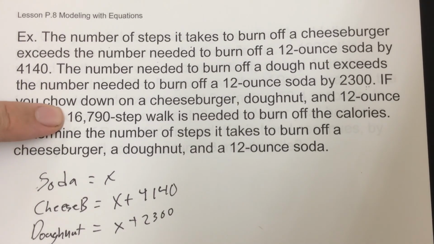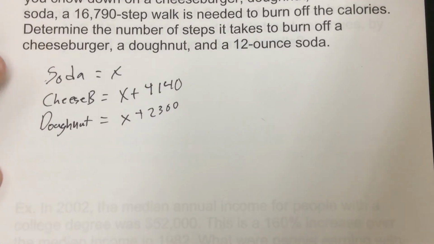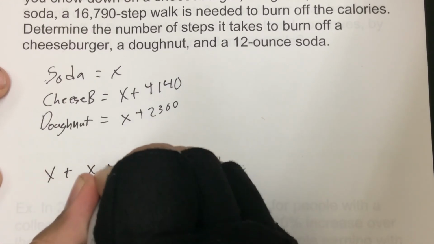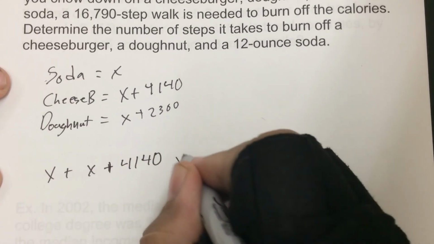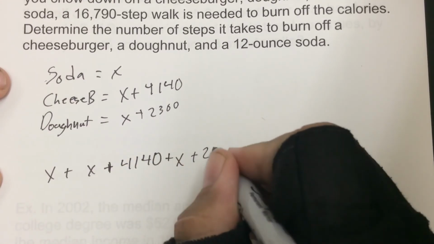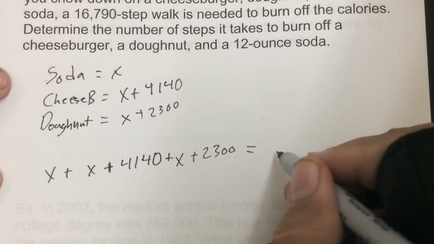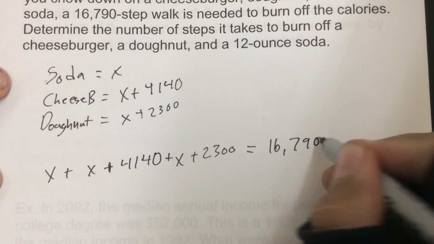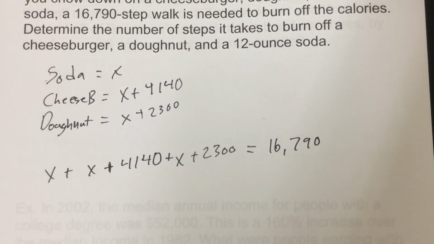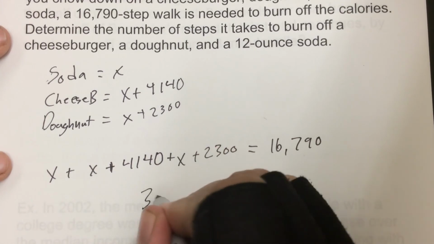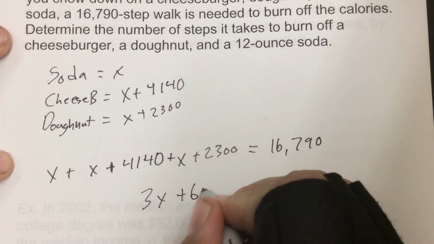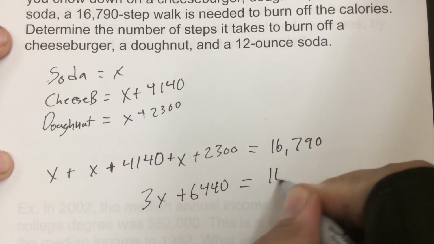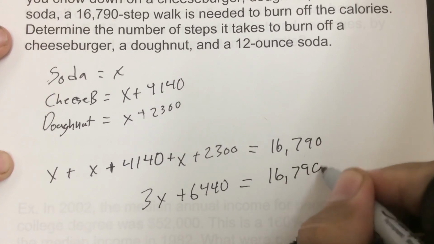Well, we know our total is 16,790, so we're going to add them all together, set it equal to that total. So x plus our 4,140, and then plus our last one of x plus 2,300, which equals our total of 16,790. So put like terms together. x, x, and x, we have three x's. 4,140 and 2,300 is going to go to plus 6,440, still equal to our 16,790.